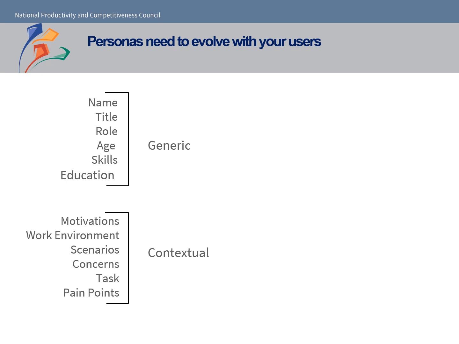A persona contains generic aspects and contextual aspects. The generic aspects contain name, title, role, age, skills, and education, while the contextual aspects cover motivations, work environment, scenarios, concerns, tasks, and pain points.